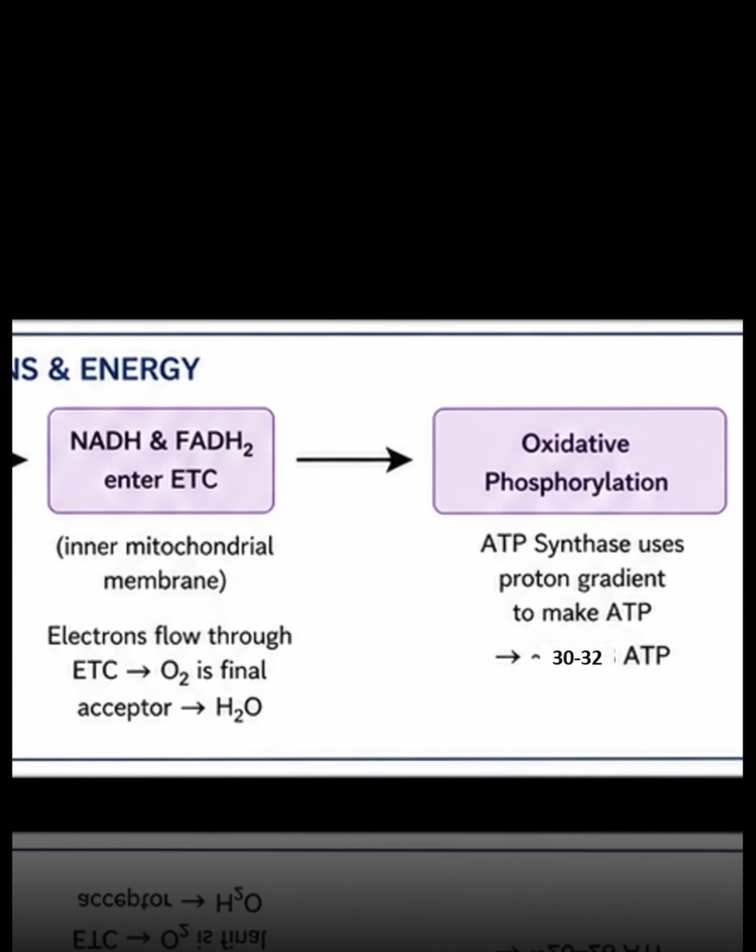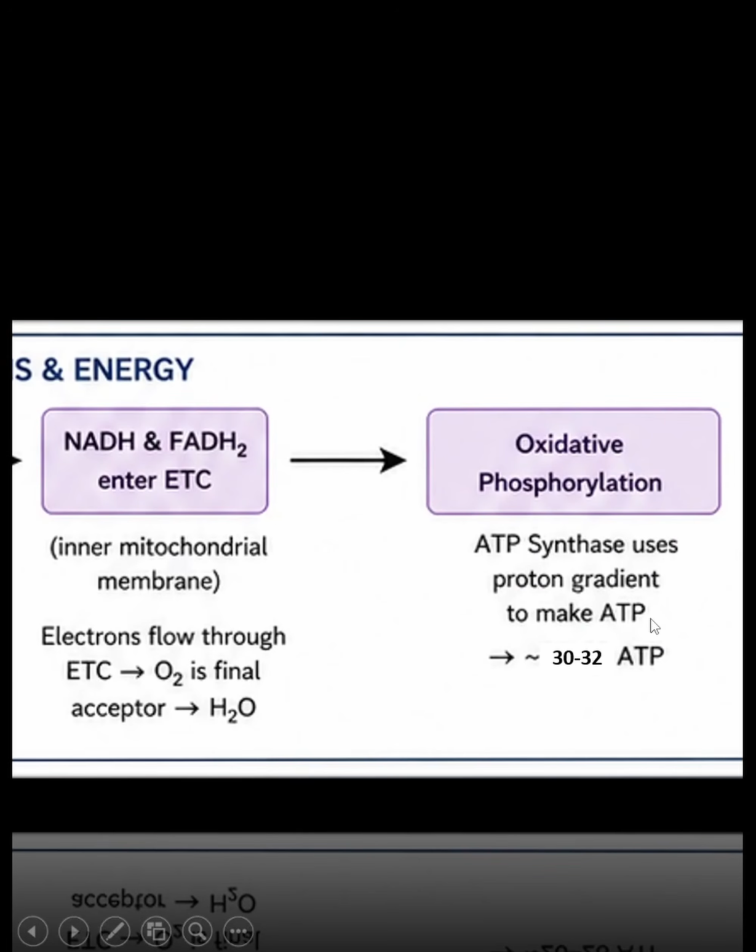Now ATP synthase uses that proton gradient to make ATP. This process is also called oxidative phosphorylation. And during this process, around 30 to 32 ATP molecules are formed per molecule of glucose.